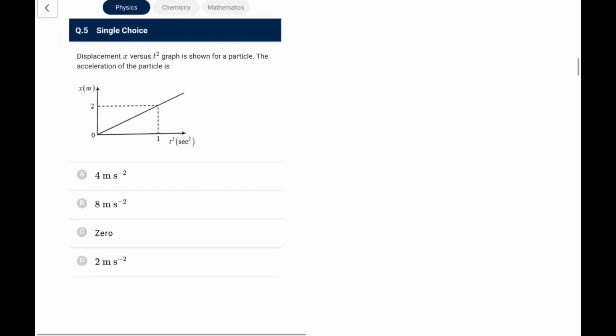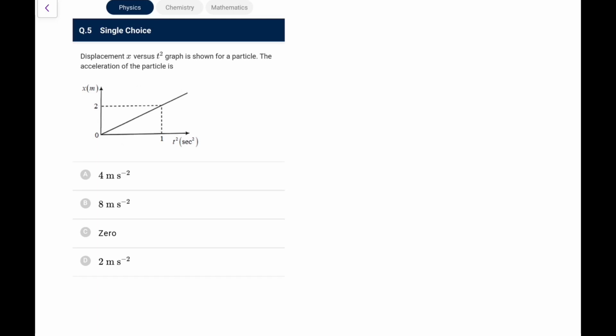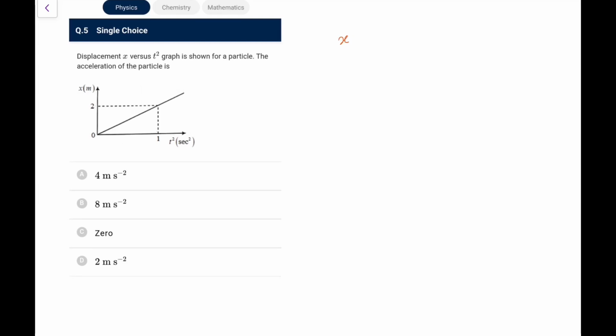Next, a displacement x versus t square graph is shown for a particle. The acceleration of the particle is... from the graph it's clearly x versus t square. So I can write x as 2t square from the graph. Equating it, it must be from rest, so x is half a t square. Comparing, half a is 2, so a comes out as 4 meter per second square. So no doubt in it, you can directly go for 4 meter per second square.